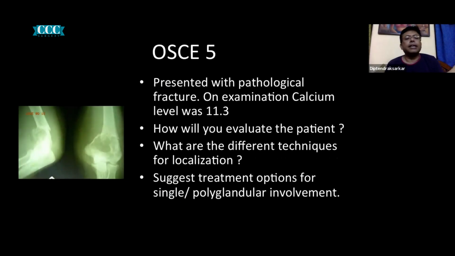Look carefully at this X-ray. The patient presented with a pathological fracture. You can see the pathological fracture because of a trivial fall. There was a fracture. On examination by the orthopedic surgeon, the calcium level was 11.3. So you understand, at this point of time, anybody who can tell me what is your rough suspicion?